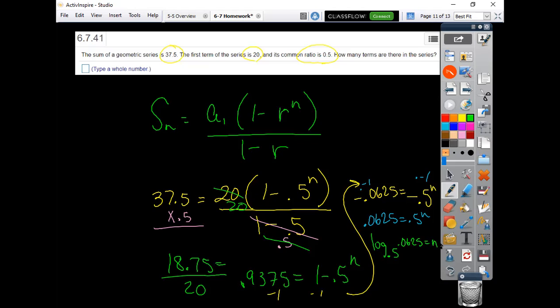And so then that's calculator work. And so when I do that on my calculator, I am going to get 4. So that's my answer. How many terms were there? N. This is the number of terms you're adding up. That's it.